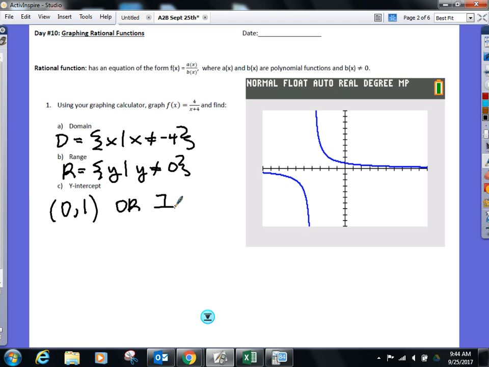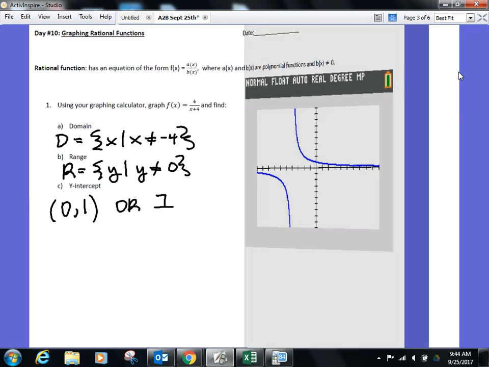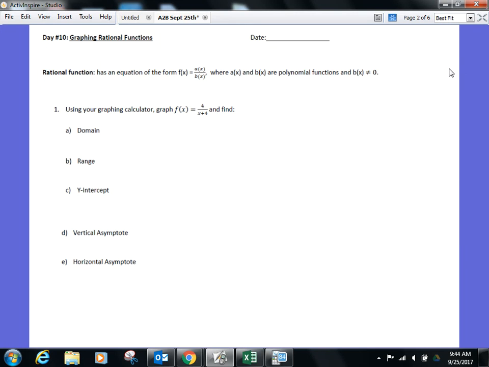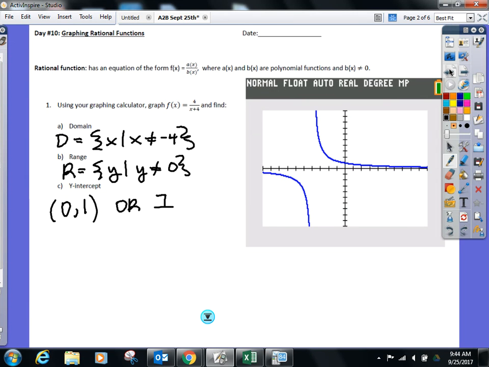There's more, isn't there? Do I have that on the next? Nope, okay. I'll have to add it in. Okay, I don't know where that ended up being, but.